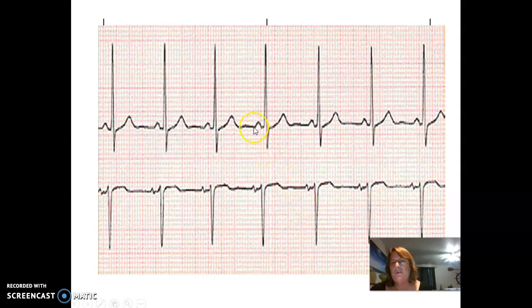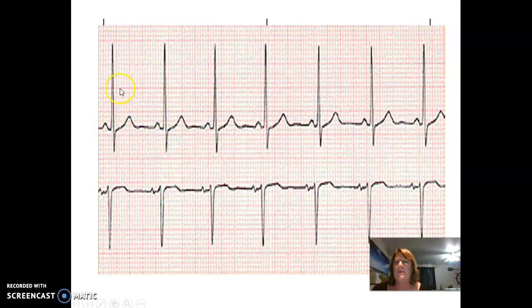Now, this is showing you 2 leads. This is lead 2 up here on the top. It's an MCL on the bottom. Exact same person. So you see here on lead 2, my P wave goes up, my QRS goes up, my T wave goes up, whereas here my P wave is biphasic, goes up and down. The biggest bulk of my QRS goes down, and my T wave still goes a little bit up. And that's okay. This is normal for an MCL or a modified chest lead 1. This is normal for lead 2.